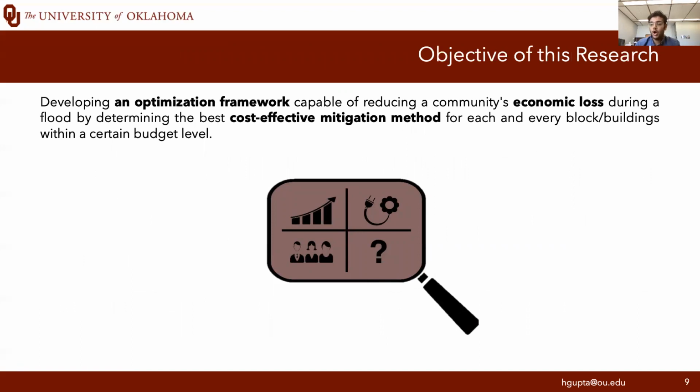The primary goal of this study was to develop an optimization framework for reducing a community's direct economic loss as a result of building destruction during a flood. This model will also assist the building owner in determining the optimum mitigation strategies for minimizing the building damage.